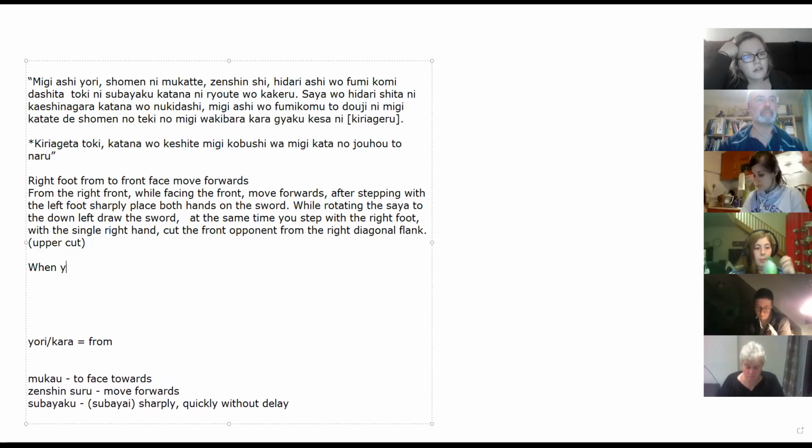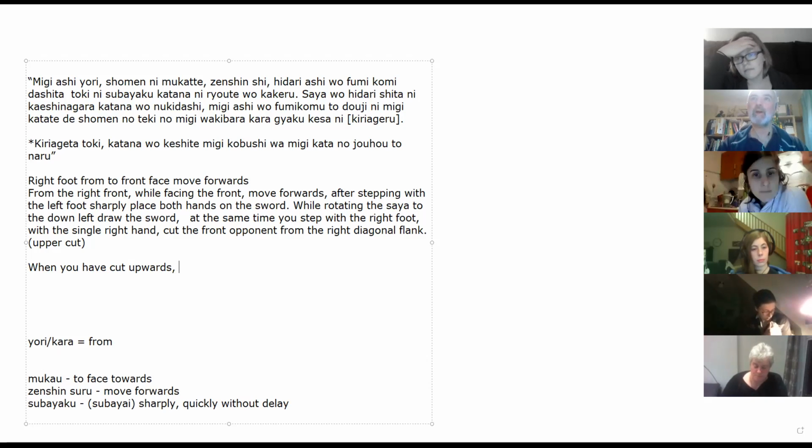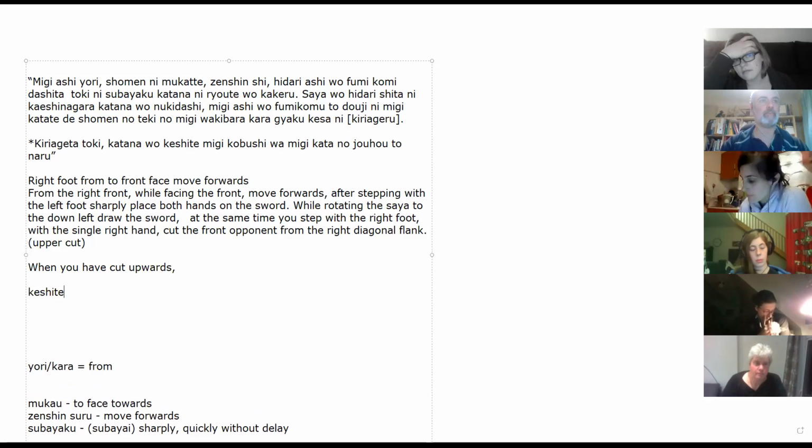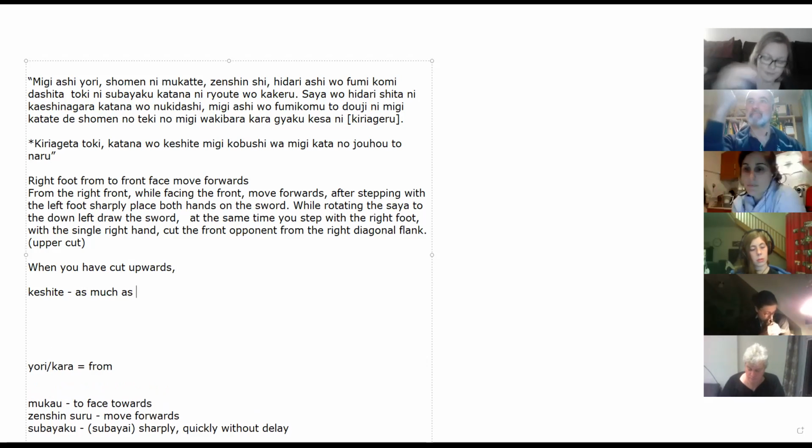When you are cutting upwards. Not when you cut upwards in the past. Exactly. When you have cut upwards. Katana o keshite. So keshite just means be sure to, or try, attempt as much as you can. Keshite. I don't know kobushi. Fist. Yeah. Konstantina, what's kobushi?